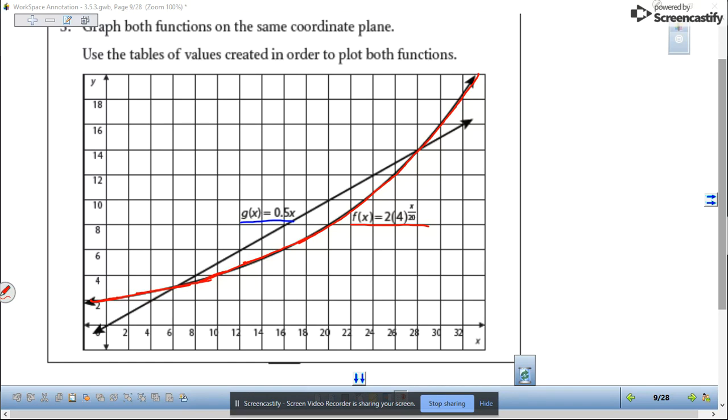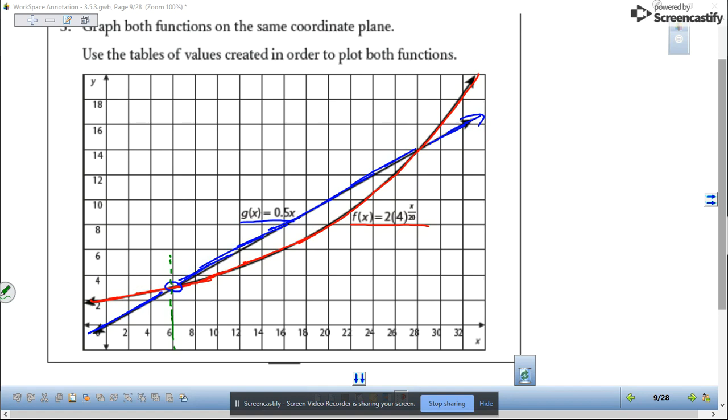Okay, well, anywhere back here, right? Anywhere to the left of this point, f of x exceeds g of x. F of x is above, the red line is above the blue line. So basically, any point leading up to 6, f of x will be greater than g of x.